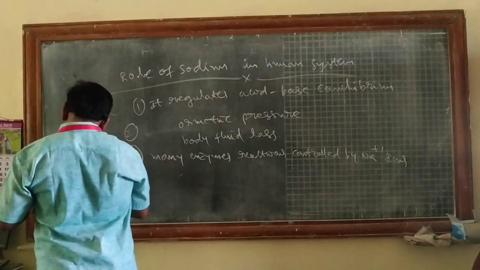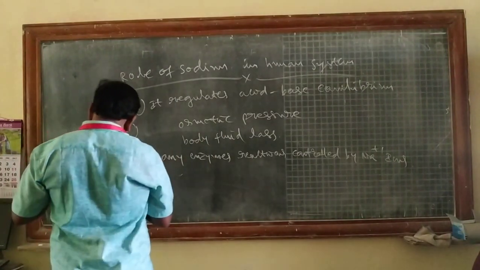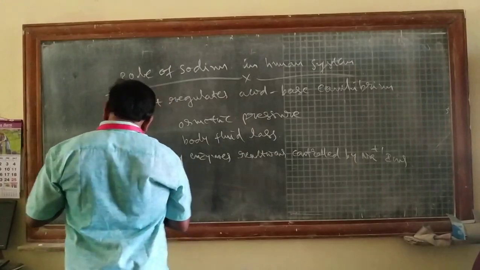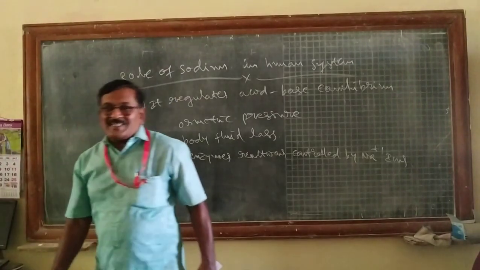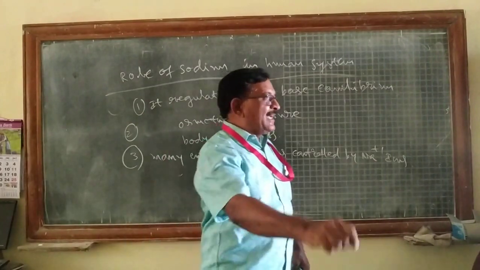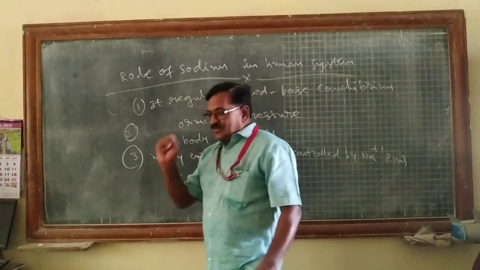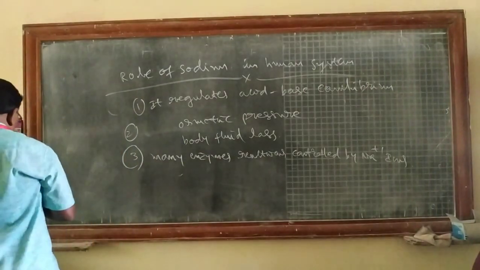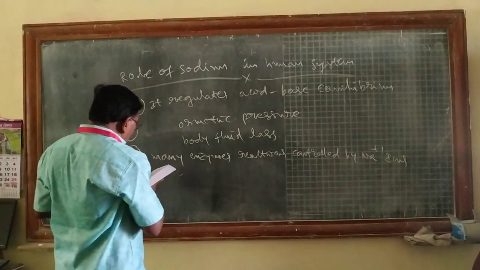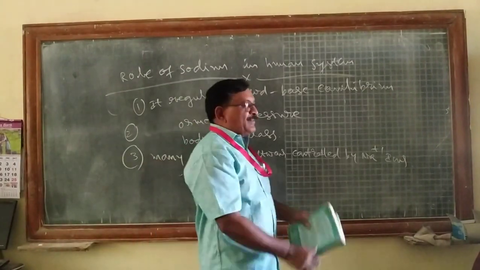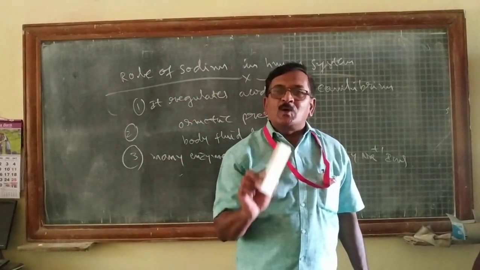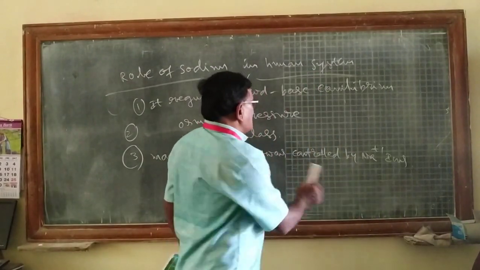And the last one is that injectable medicines are dissolved in sodium chloride before they are injected into human bodies. If you take any injection, first of all it is dissolved in sodium chloride before it is injected into the human system. So these are all the functions of sodium ions in biological systems.